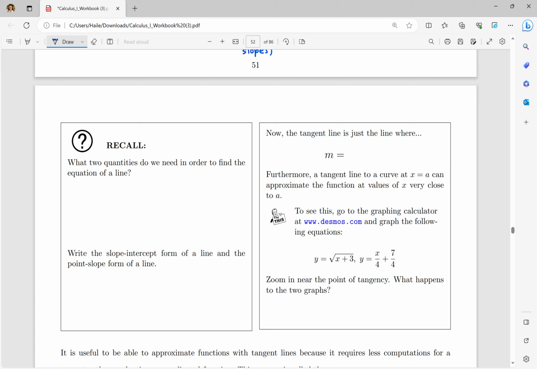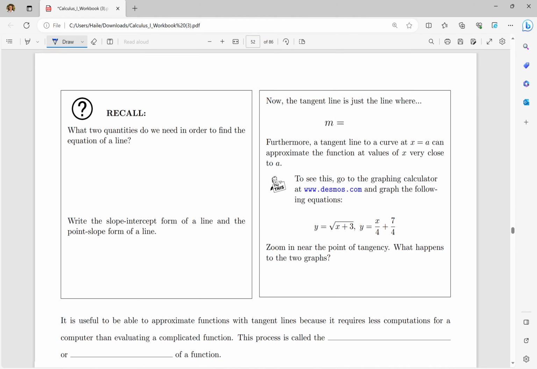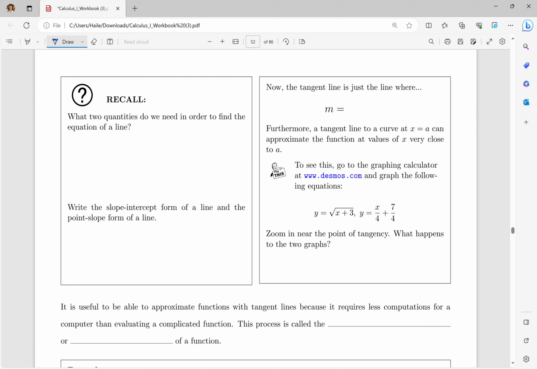Okay, so now we're going to switch topics just a little bit. We're going to see how the derivative can be useful in estimating functions. So first we want to recall, what 2 quantities do we need in order to find the equation of a line? Well, we need the slope of the line and we need a point located on the line.